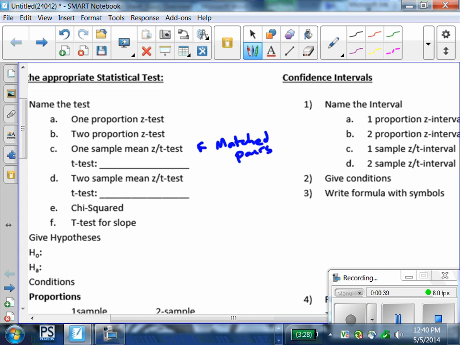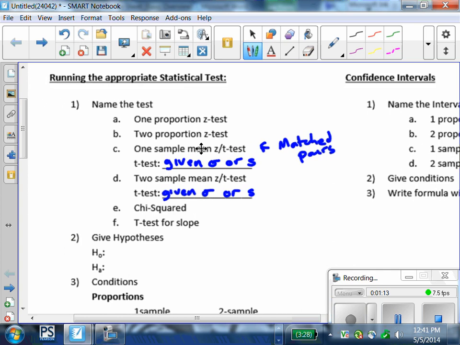Remember the difference between a T and a Z is whether or not you're given sigma or s. Sigma will tell you it's a Z. Again, if you're given sigma, it's a Z test, or if you're given s, the sample standard deviation, you use a T test. So you have one proportion and two proportion Z tests, one sample and two sample tests for means, and then you've got chi-squared and T test for slope. And then there's your intervals on the other side. Again, you could also do an interval for slope.